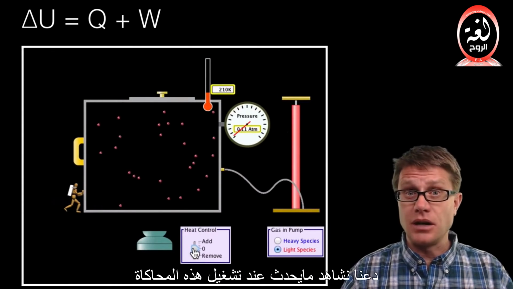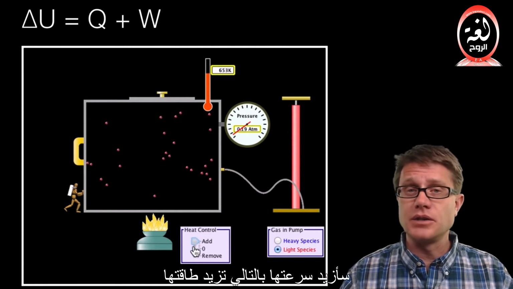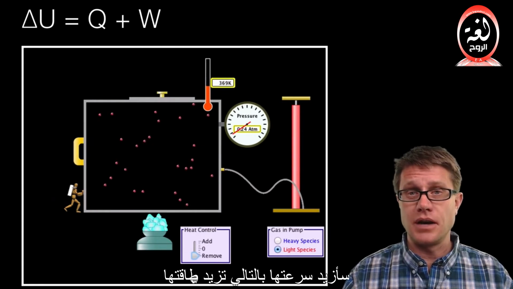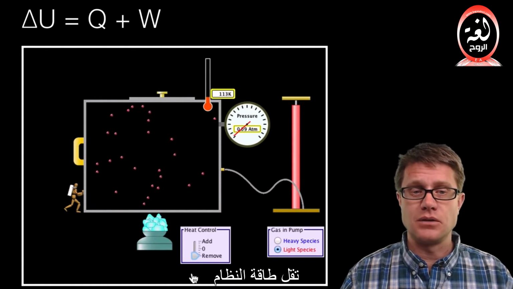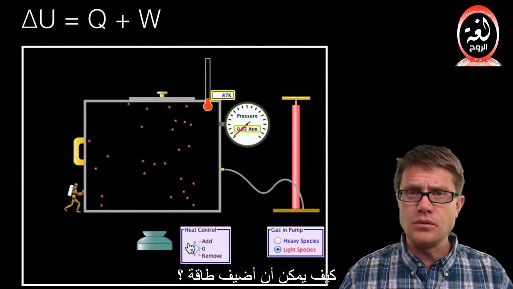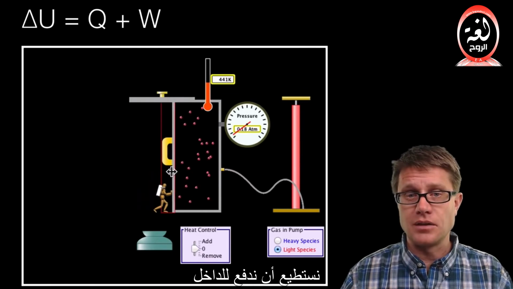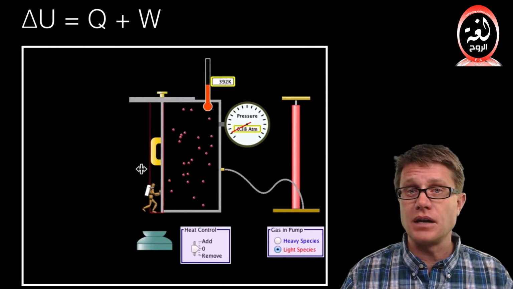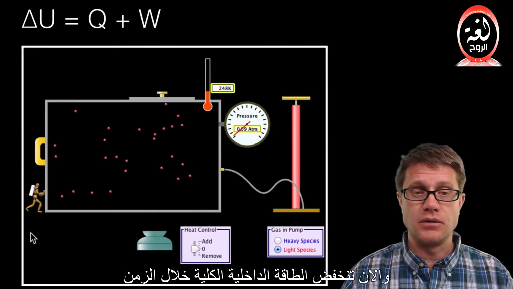The energy is in the molecules on the inside. What happens as I add temperature to it? I'm increasing their speed, and so I'm increasing their energy. Energy of the system increases. If I cool it down, energy of the system decreases. How else could I add energy? Remember, it's W, it's work. So we could push in on it. What's happening to the pressure and therefore the energy on the inside? It's increasing, and now that total internal energy is decreasing over time.